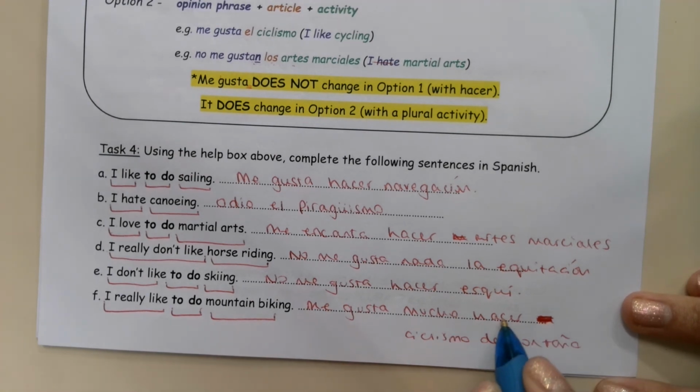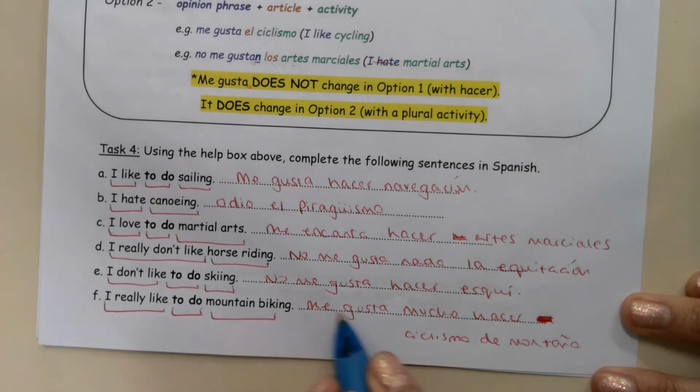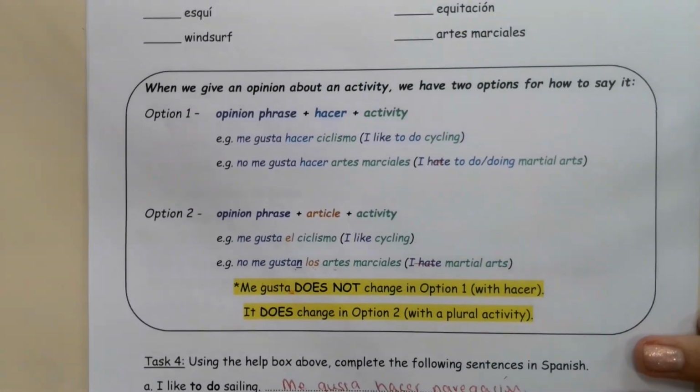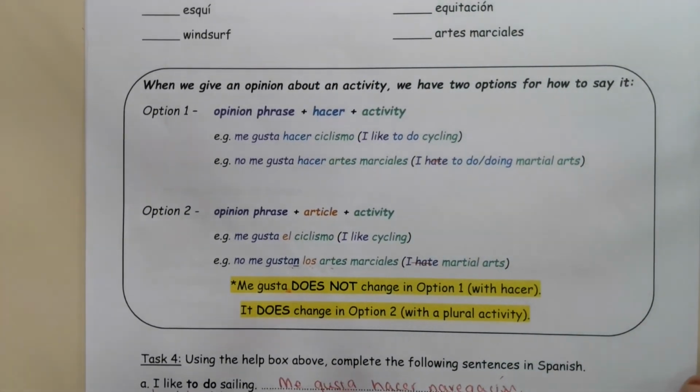If we didn't have this to do, we would need our el. Okay, so we either have to do or we have the. I really like to do mountain biking. Okay, hopefully that makes those structures make a little bit more sense. It's only really through practice that you will really get the hang of it.